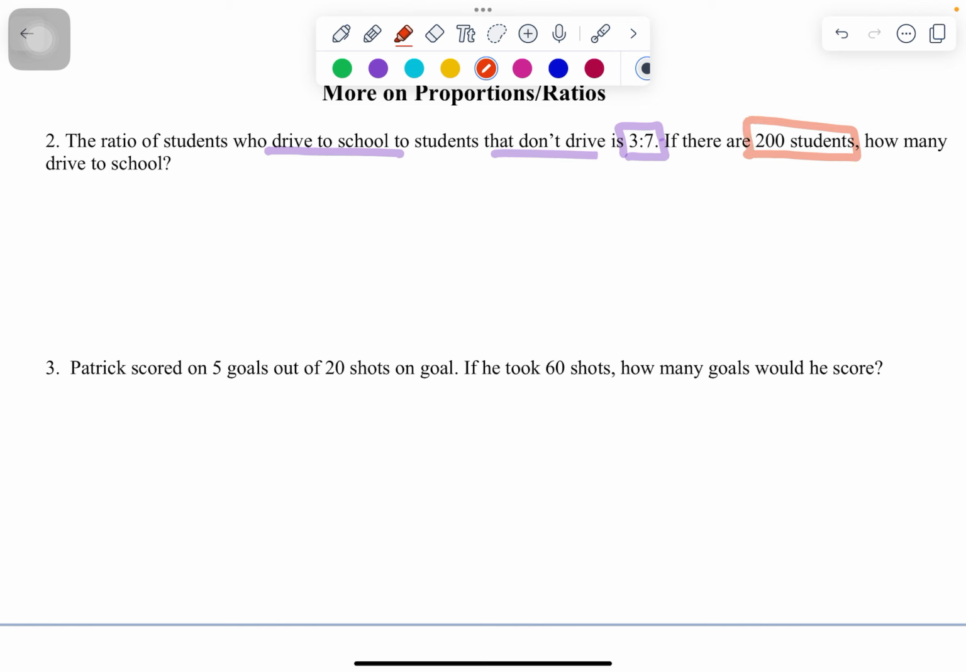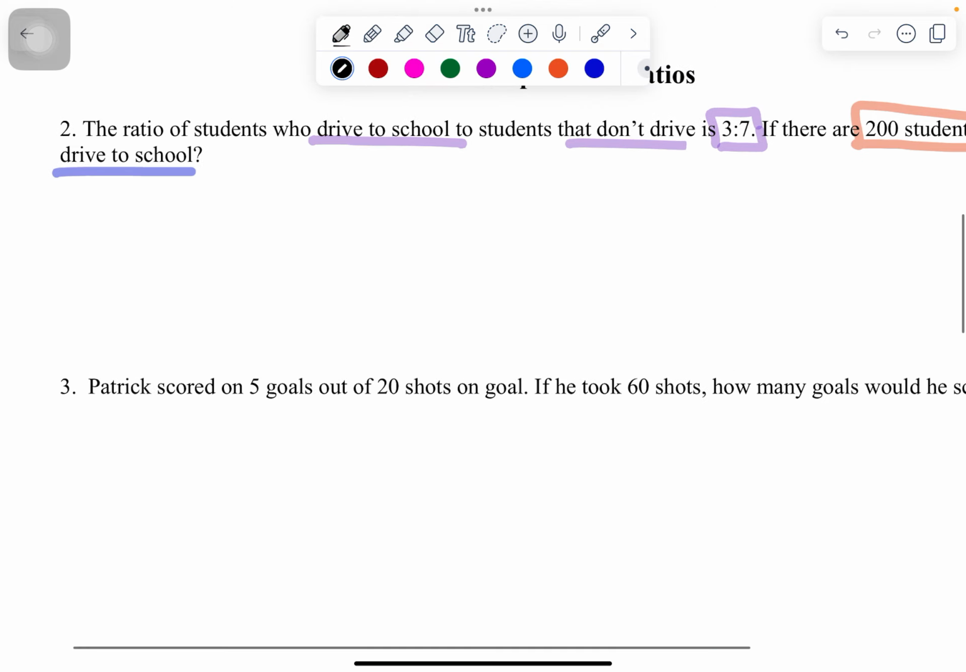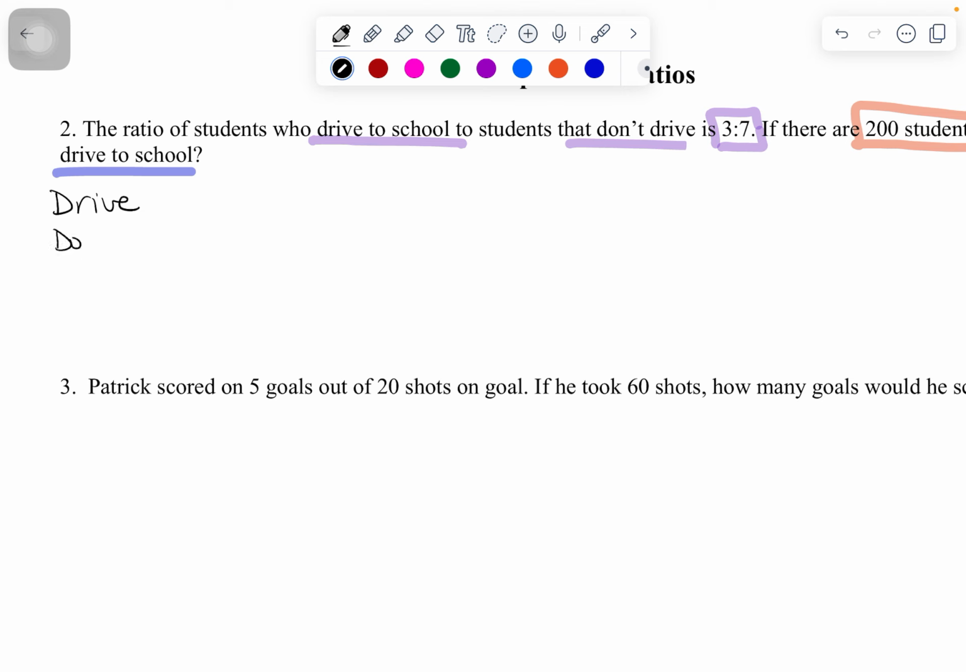Now, it doesn't say those are the people who drive. It doesn't say those are the people who don't drive. It says there's 200 students. All right. And then how many drive to school? So this is a situation where we've got 3 different things going on. We have those that drive, those that don't, and then we've got our total student body population.